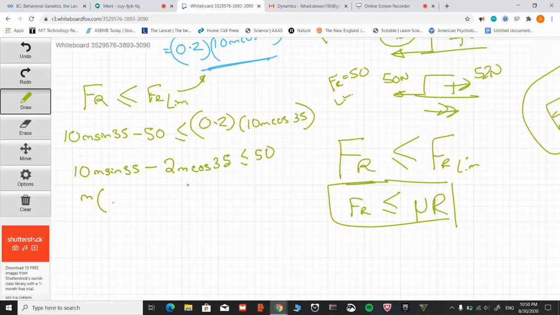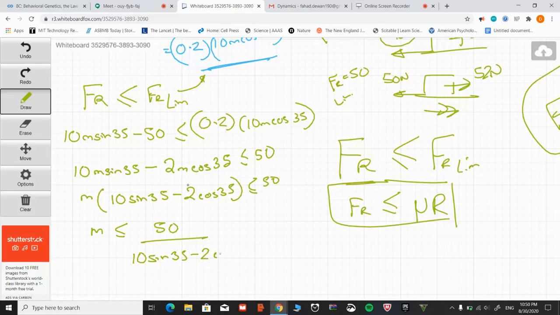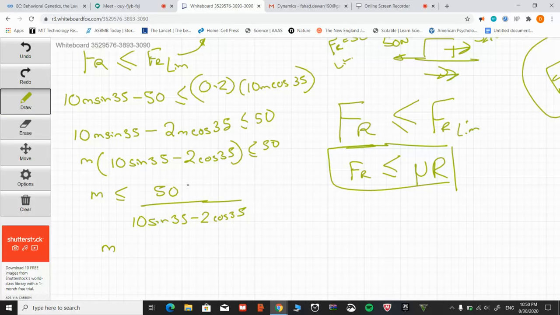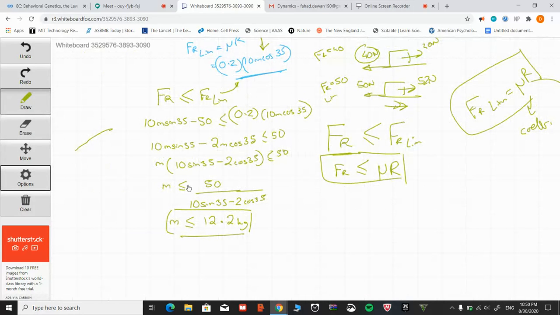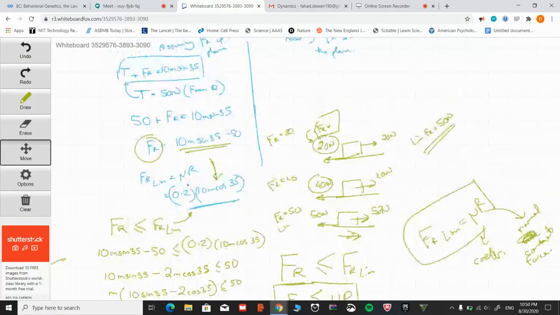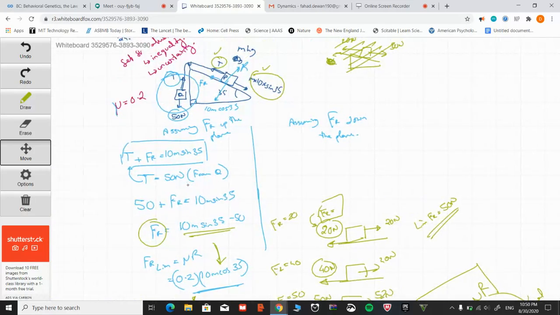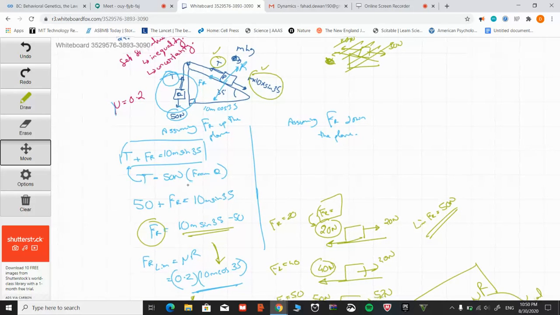If I take m common, do this on the calculator: 10 sin 35 minus 2 cos 35, less than 50. So m is less than or equal to 50 divided by 10 sin 35 minus 2 cos 35, which is 12.2. So if this is the scenario, m is less than or equal to 12.2 kilograms. So this is one possible set of values of m. And remember, we only did this for half the situation, assuming friction was up the plane.